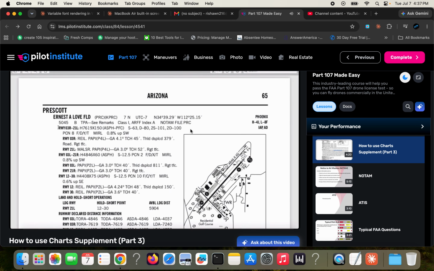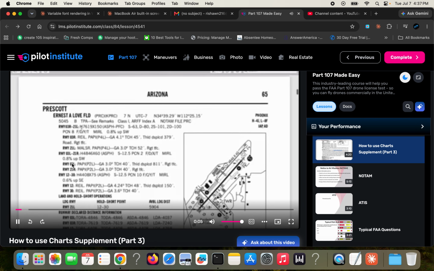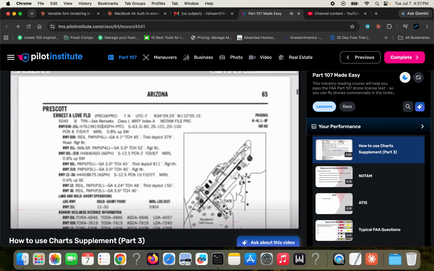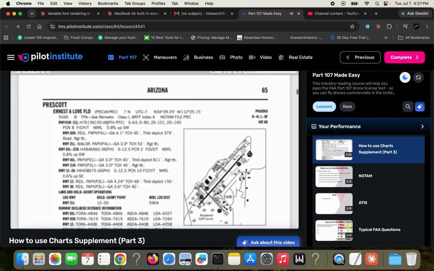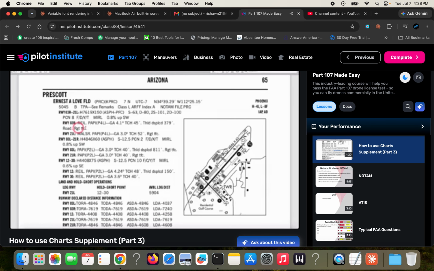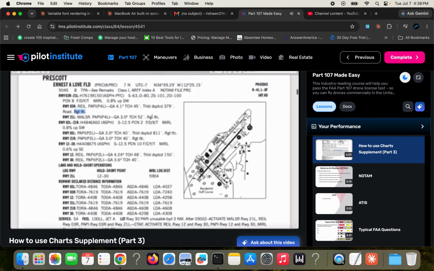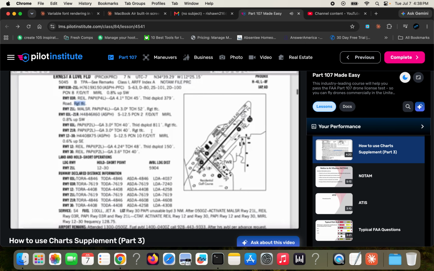We have runways 3 right, 21 left. That's 7,619 feet long by 150 feet wide. That's asphalt, and I don't remember what the other term here means. Runway 3, the traffic is going to be a right traffic pattern. Runway 21, and then a right traffic pattern. You can see a lot of information in here. Again, we have another right traffic pattern right here.